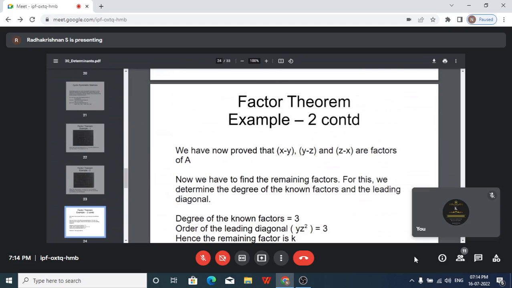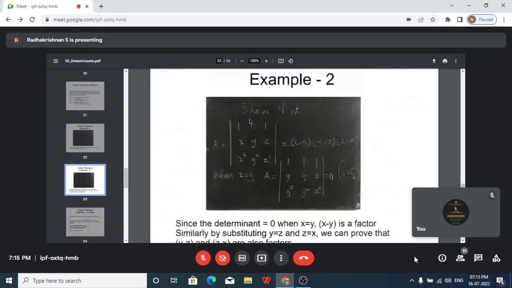Next, we have to take the leading diagonal in the matrix and see what its degree is. So you take the leading diagonal, which is 1, y and z square, multiply them: 1 into y into z square, you get y z square. What is the order of that? y z square is of order 3. So the leading diagonal is also of third order. So we got three factors, and their multiplication is also third order, so the remaining factor can be only a constant, right? That is very logical.